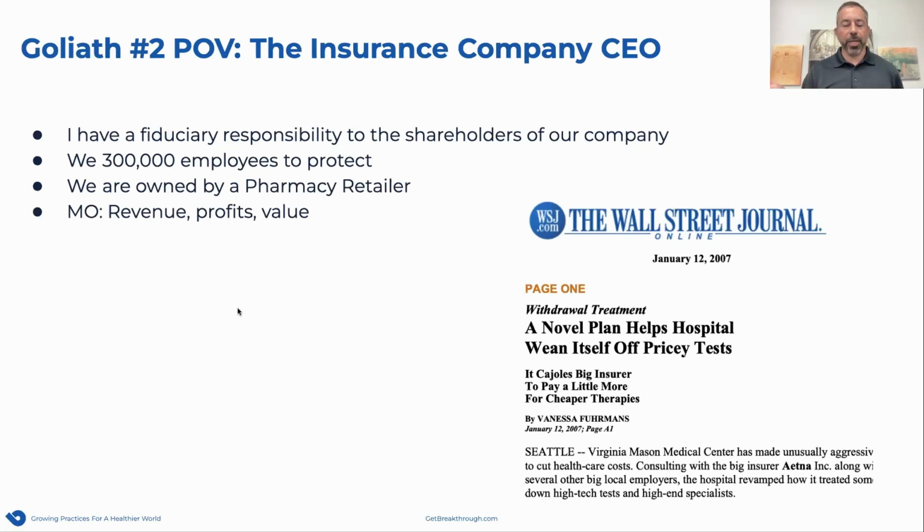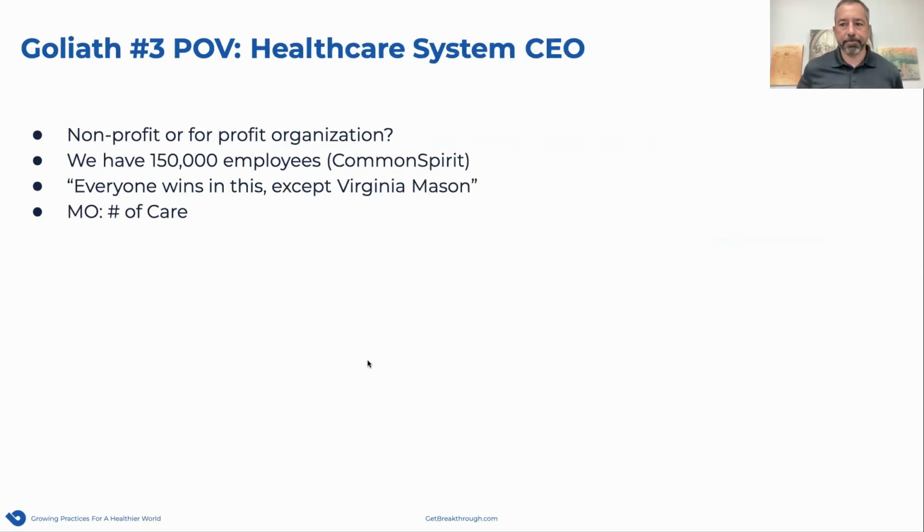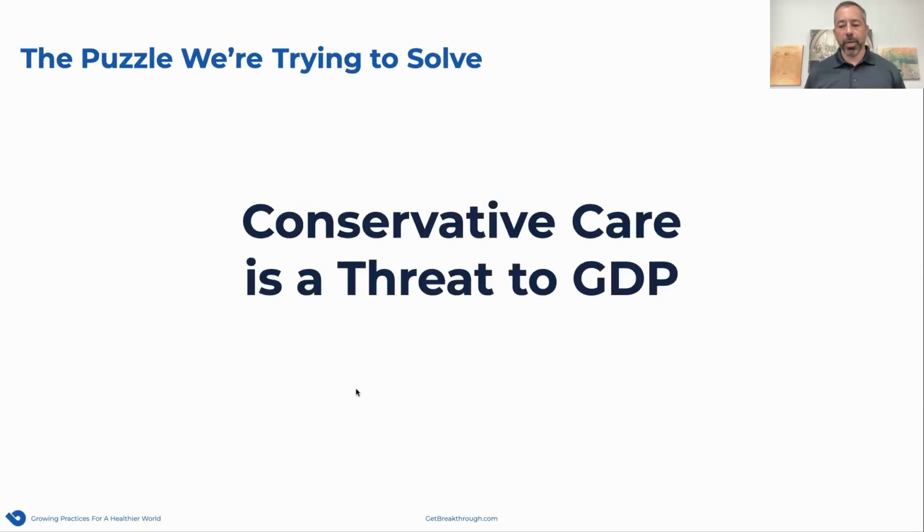You can do this by talking with your family or patients, but realize that there is a vested interest from the insurance company CEO around profitability and taking care of their fiduciary responsibility with their shareholders. Same thing with a healthcare system CEO. Virginia Mason Hospital is now part of CommonSpirit. They have 150,000 employees. Obviously, they want to be profitable so they can take care of their employees and continue to grow and expand. So they're the three big forces that we're up against in private practice.